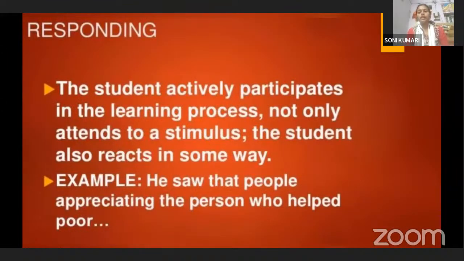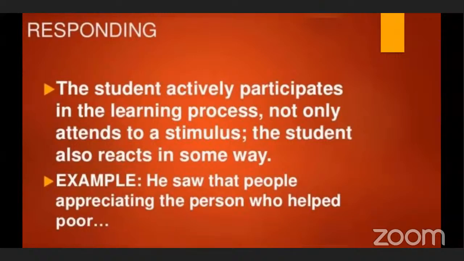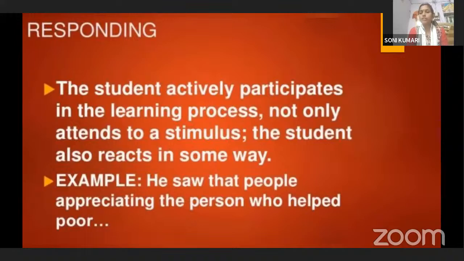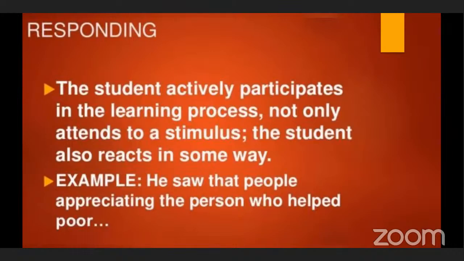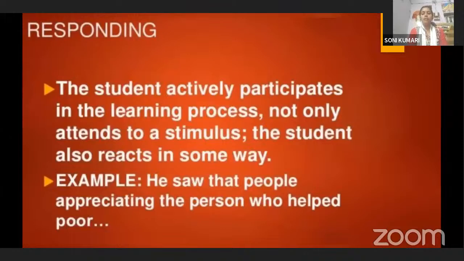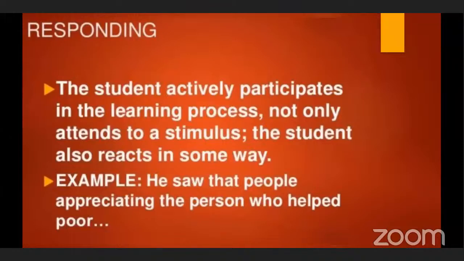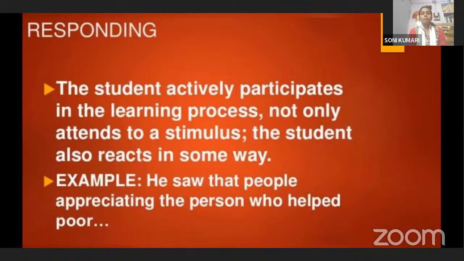Responding. Responding is the second element of the affective domain, where the student actively participates in the learning process, not only attends to stimuli. The student also reacts in some way. If a student sees a poor person, then he goes to help the poor. That going to help is called the responding process.